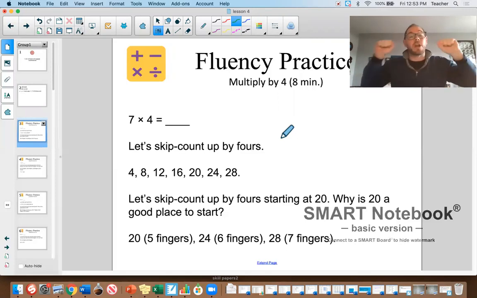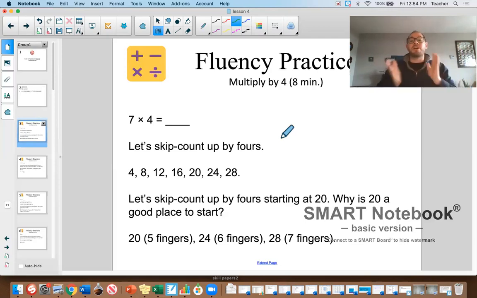Again, we're going to be using our math hands to show our groups of 4. I love our math hands. Remember, I'm going to be starting with my right hand and you're going to be starting with your left hand. So let's get started with 0, 4, 8, 12, 16, 20, 24, 28, 32, 36, 40. And let's go backwards down from 40 all the way back to 0: 40, 36, 32, 28, 24, 20, 16, 12, 8, 4, 0.